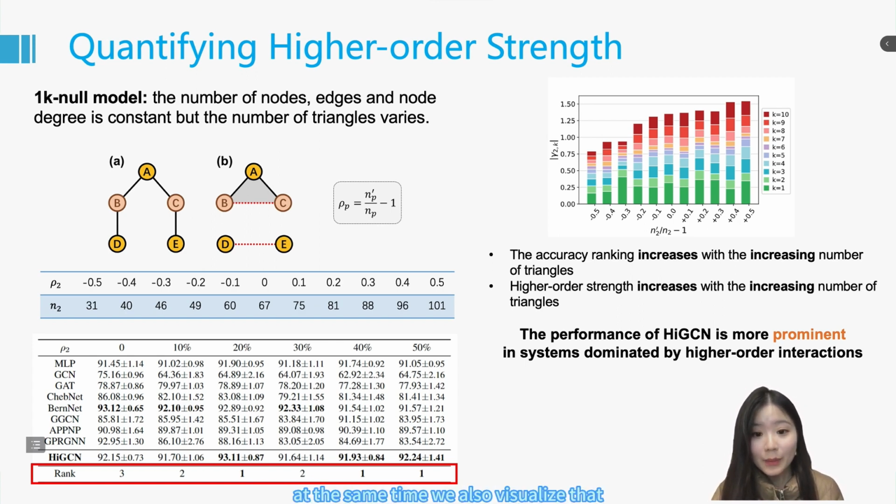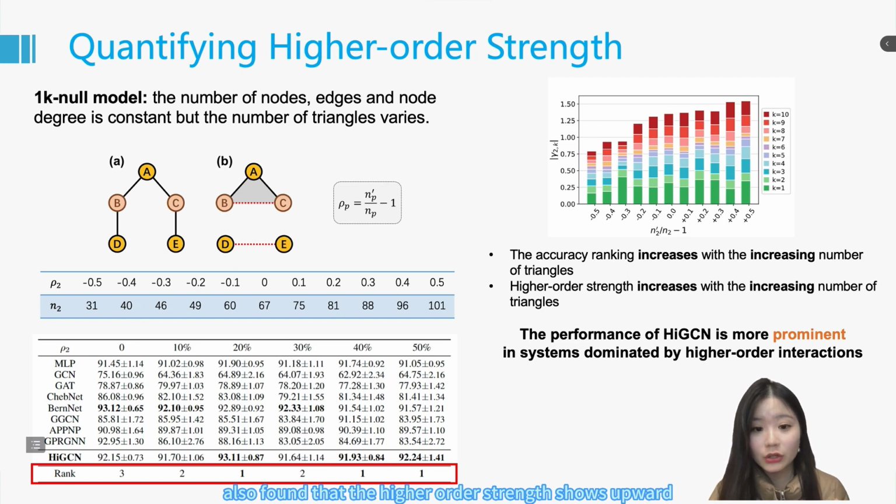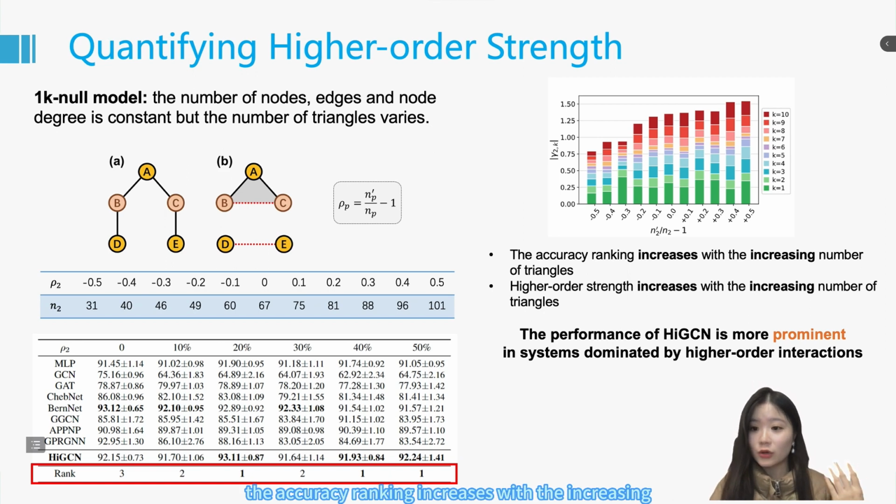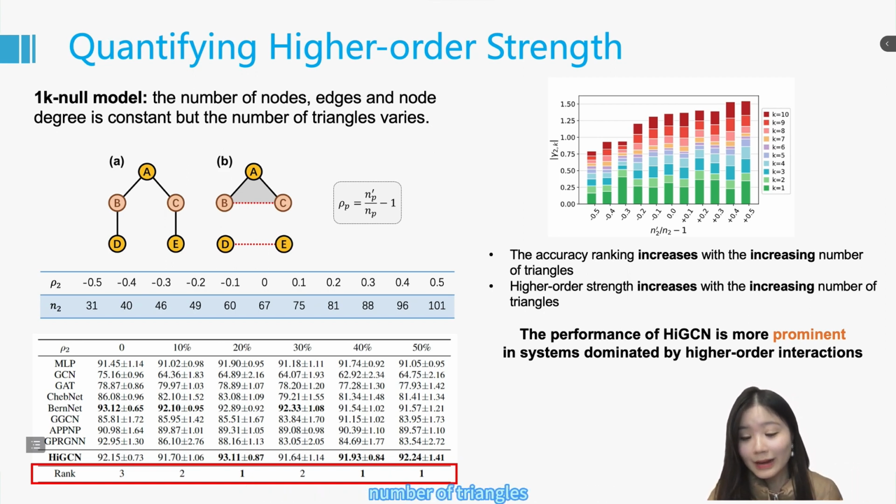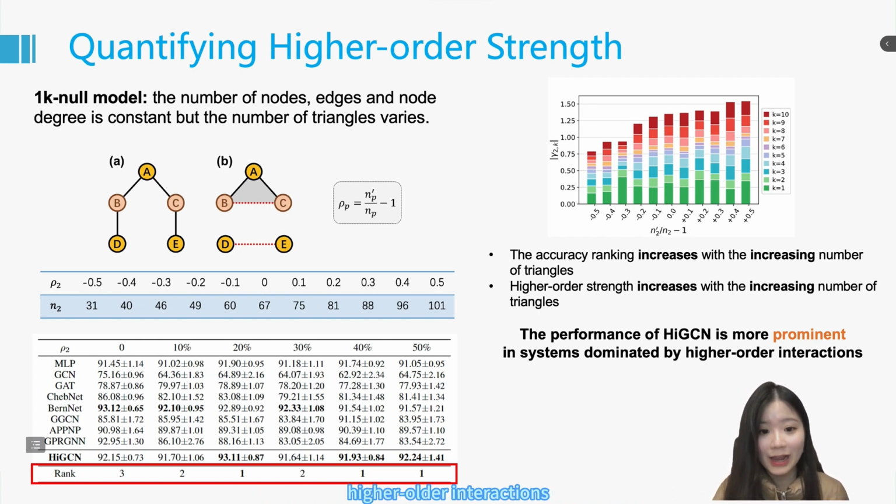At the same time, we also visualized the higher-order interaction strength. It can also be found that the higher-order strength shows an upward trend with the increasing number of triangles. Therefore, we can get a conclusion that the accuracy increases with the increasing number of triangles, and the higher-order strength increases with the increasing number of triangles. So we can see that the performance of HyGEN is more prominent in systems dominated by higher-order interactions.